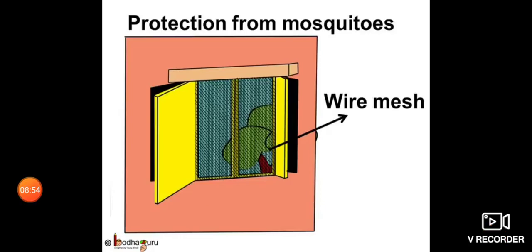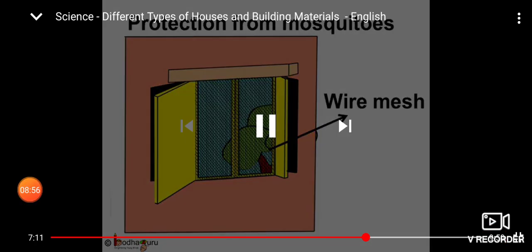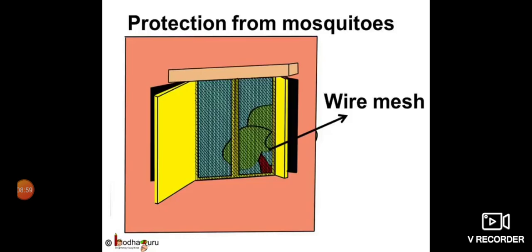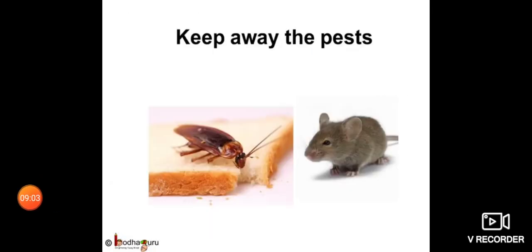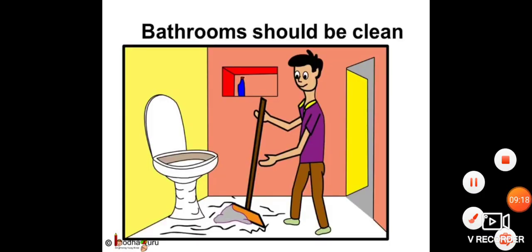Mosquitoes and houseflies can make us sick. We can keep a house free from mosquitoes and flies by fixing a wire mesh on the windows. Pests like mice and cockroaches can also spread diseases. A good closed drainage system in the kitchen and the bathroom helps to keep the pests away from the house. Like our rooms, we should also keep the bathrooms and toilets clean. They should be cleaned with disinfectant.